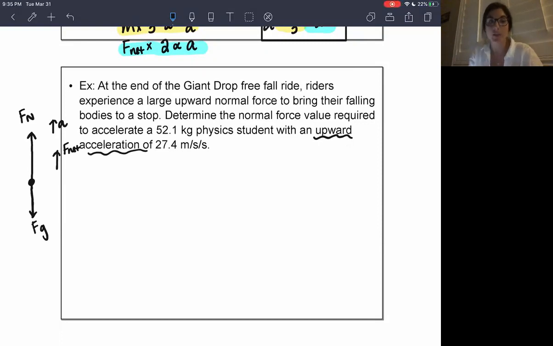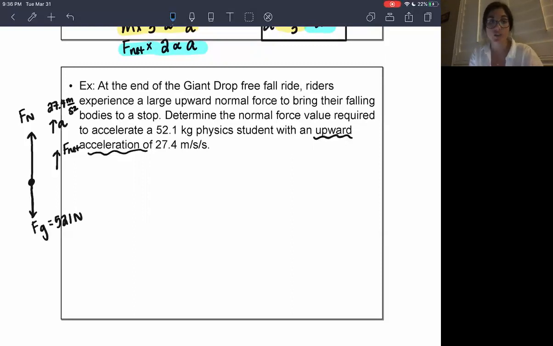So now that I've got a diagram, I'm going to start filling in some information. So I know that my acceleration is 27.4 meters per second squared. That's another way of saying meters per second per second. I don't know what my net force is, but I can figure out my force of gravity using my student's mass. So if their mass is 52.1 kilograms, to find the force of gravity, I just multiply that by 10. So the force of gravity they're experiencing is 521 newtons.